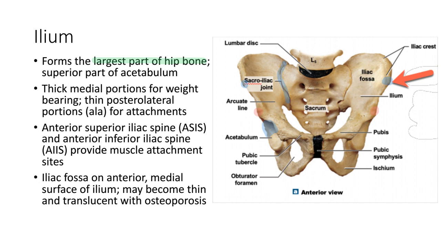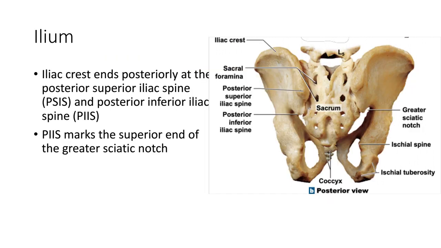On the anterior aspect of the ilium, there is the iliac fossa, which is an indentation. This fossa might become thin and translucent, where you can almost see through it, in people that have osteoporosis. On the posterior aspect of the ilium, you can see the iliac crest as it extends posteriorly, and it ends at this area that we call the posterior superior iliac spine. And just inferior to that is the posterior inferior iliac spine.